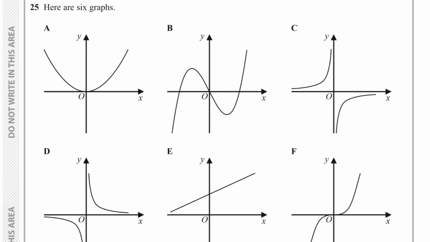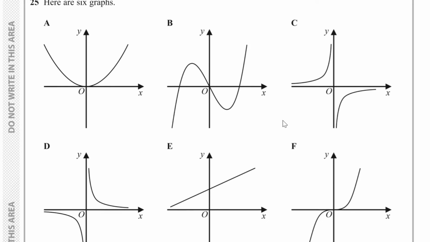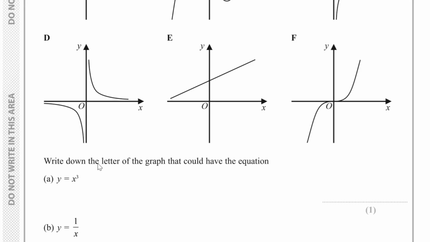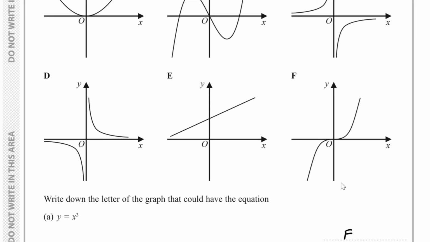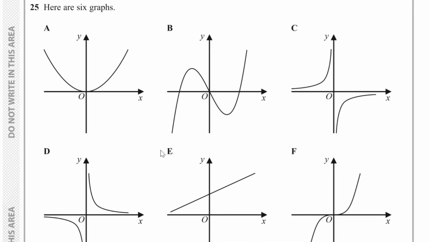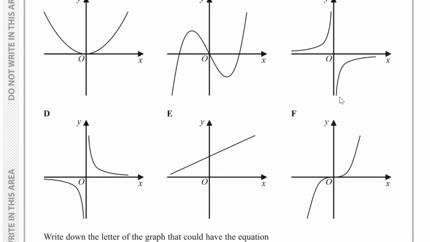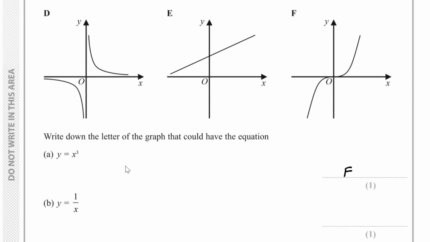Question 25, here are 6 graphs. So we have the graphs A to F, and we have to write down the letter of the graph that could have the equation for the first part, y equals x cubed. Well, quite obviously that's graph F. So we have F over here, and for the next part, y equals 1 over x. So 1 over x, that's this graph D.